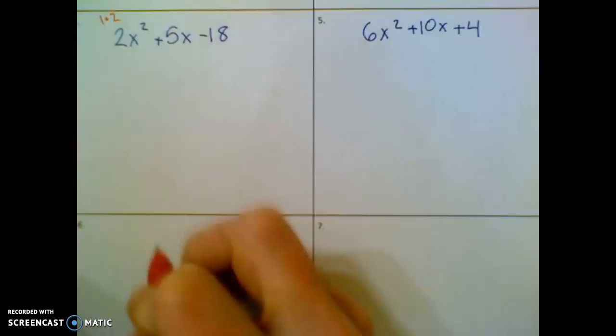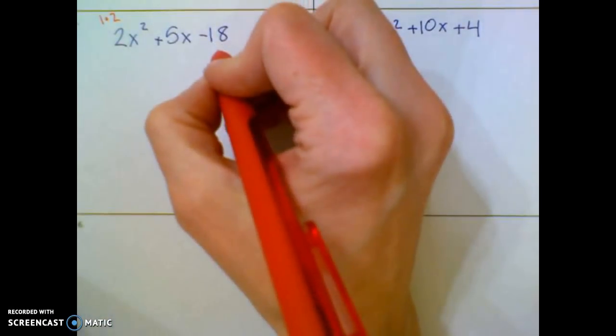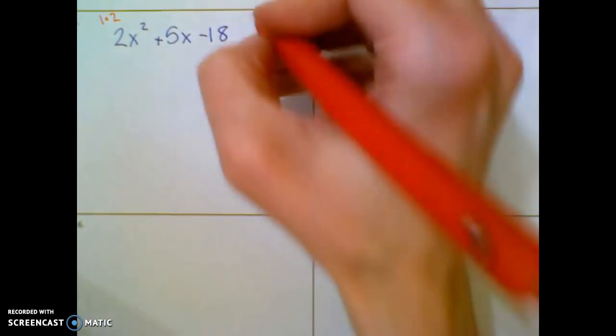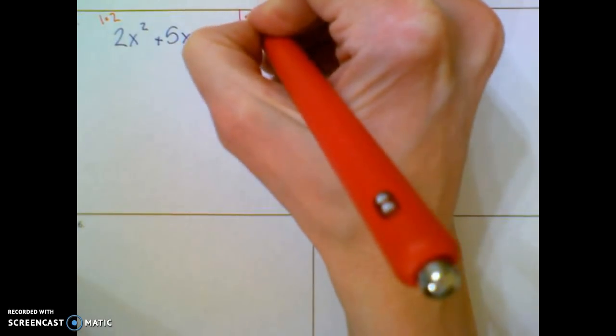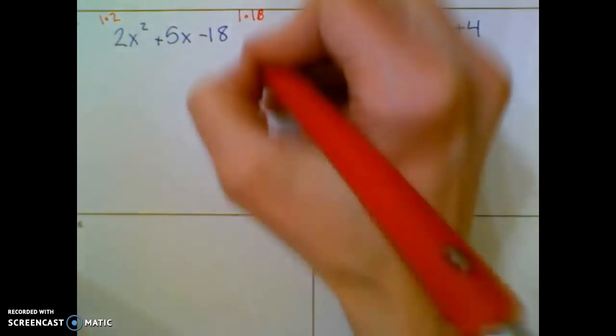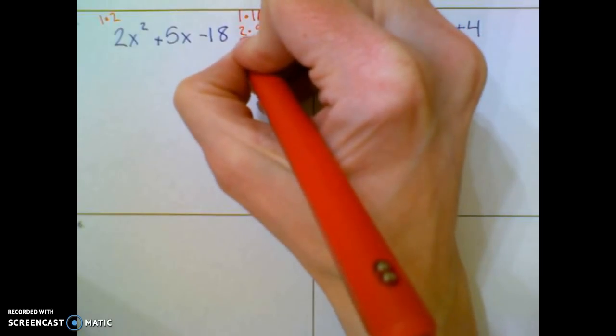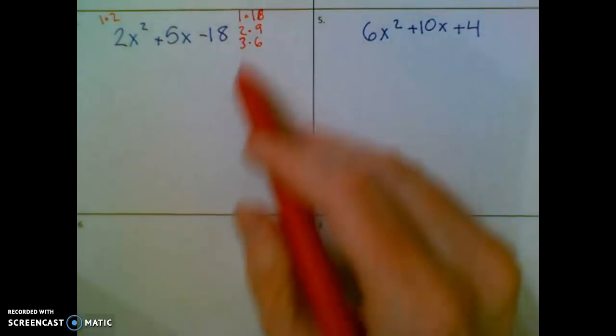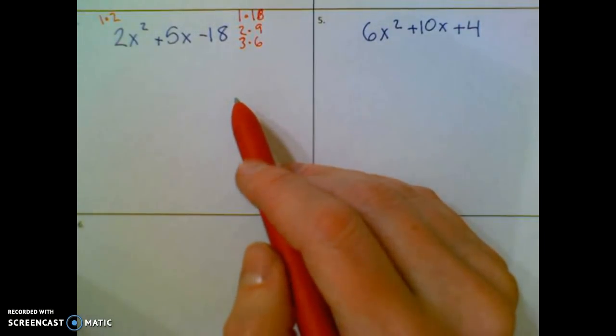Okay, so listing my factors for my A value, I've got a 1 and a 2. My factors for my C value, I do have a couple more options. I've got 1 and 18. I've got 2 and 9, and I have 3 and 6. So I do have quite a few more options here.